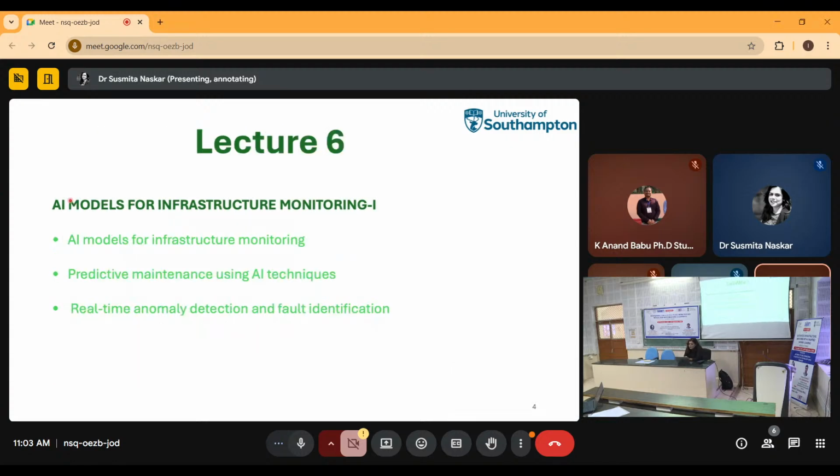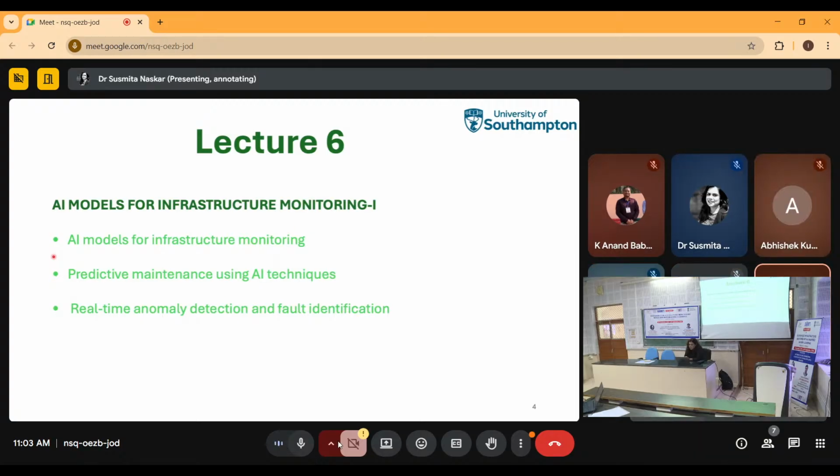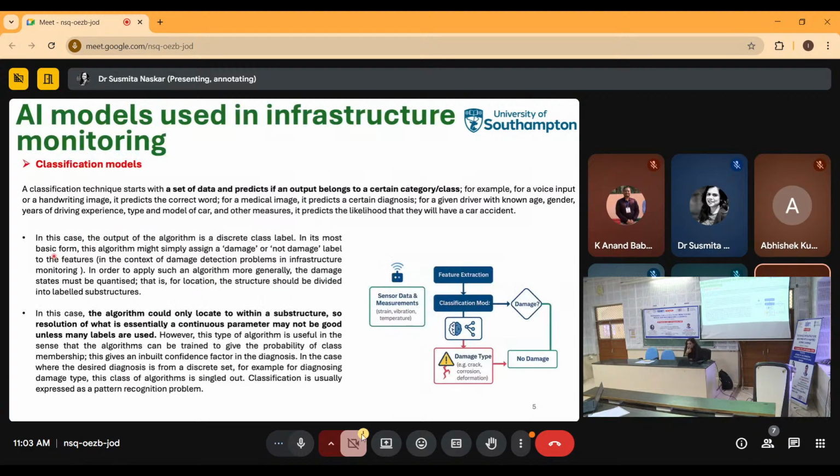The first part, which is lecture 6, covers the AI models for infrastructure monitoring: what monitoring methods we have, such as classification or other methods like decision trees. Then we will also talk about predictive maintenance using these AI techniques. Following that, we will talk about real-time anomaly detection, fault detection and fault identification for infrastructure monitoring. So we have 3 sections of discussion today. We will start with classification first.